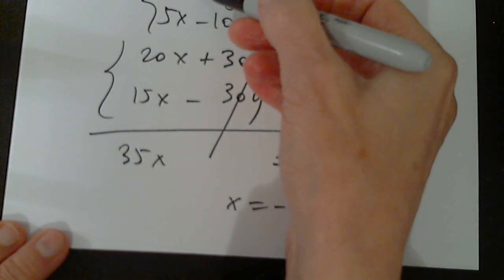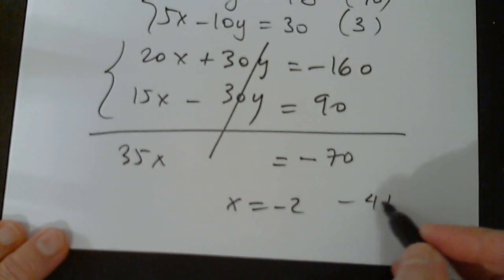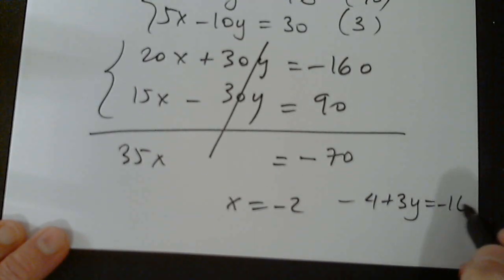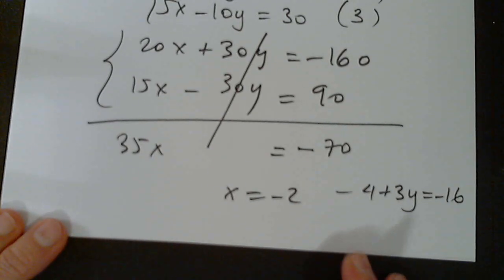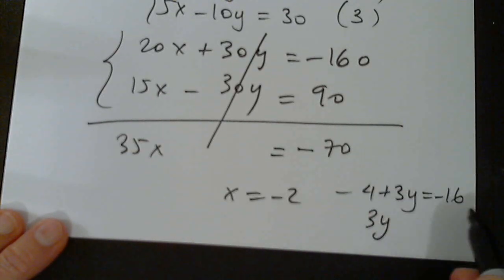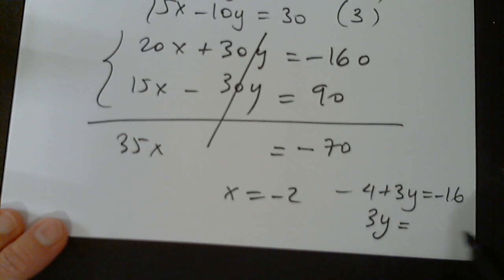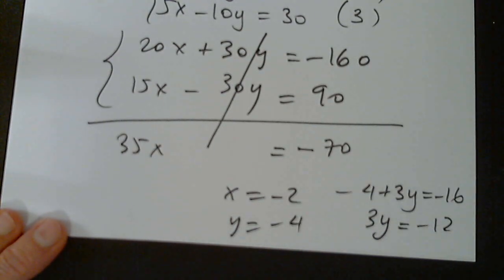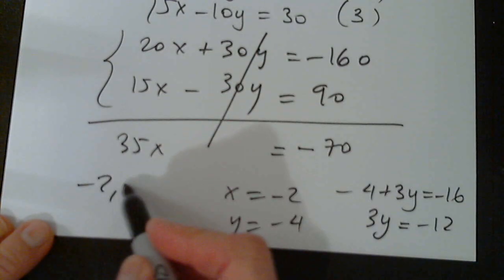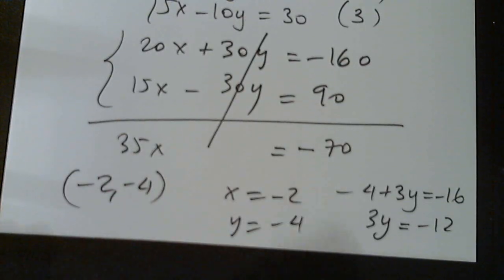I go back here. Negative 4 plus 3y equals negative 16. So 3y, when I add negative 4 to both sides, I get negative 12. So y equals negative 4. Is this true? I have no idea. I hope it is.